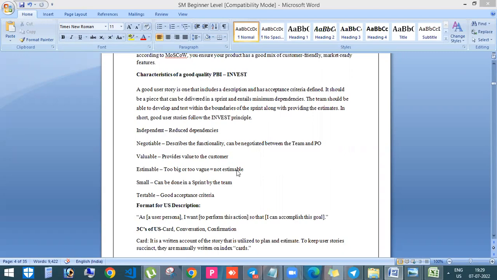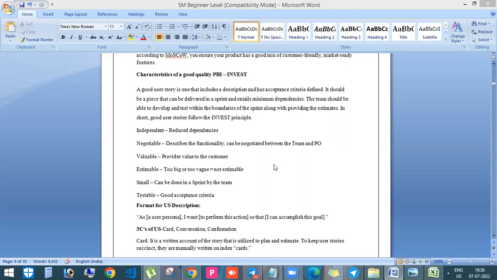See, I have always mentioned, right? A user story should always be negotiable, in such a way that we can go to the product owner and the team should be able to negotiate. Negotiate the scope, I'm mentioning about the scope. So it should be negotiable. Next, valuable. It should provide value to the customer, right? Value means business value to the customer.